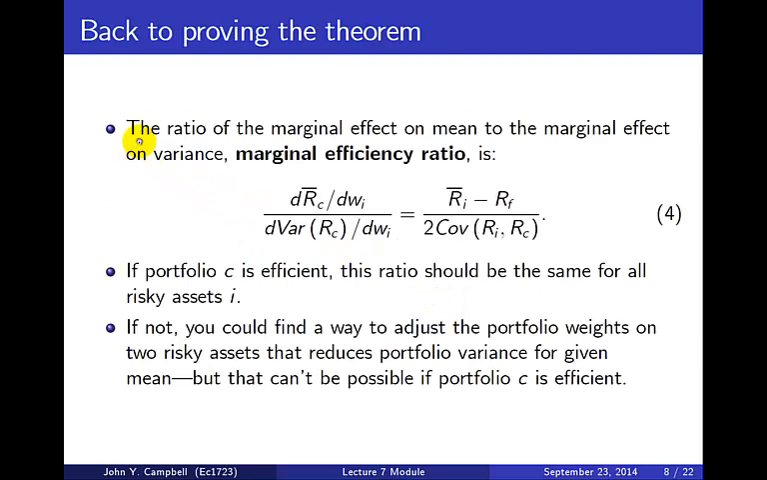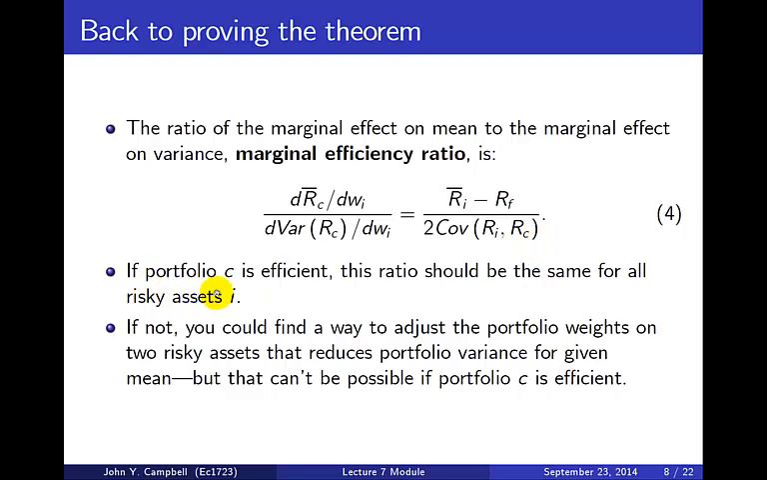I'm now going to go back to proving the theorem, and I'm going to define this ratio of the marginal effect on the mean to the marginal effect on the variance. I'm going to call that the marginal efficiency ratio. It's just this effect on the mean divided by the effect on the variance. And from the previous results, that's the average excess return divided by twice the covariance.